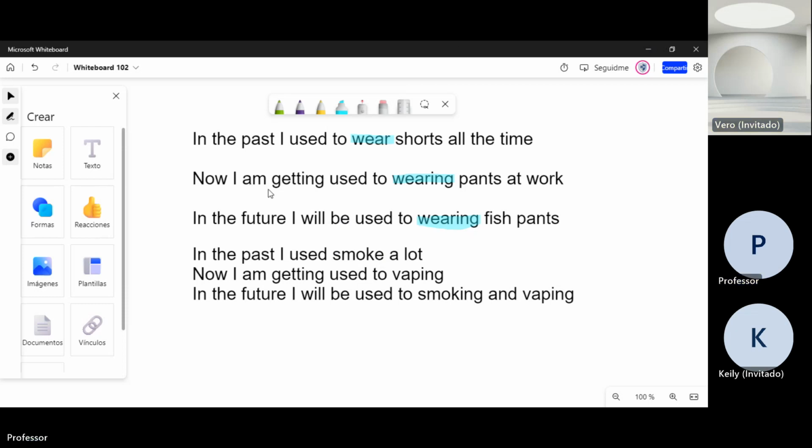So read the sentence, and what you have to do is understand if the person is getting accustomed to something, if the person does that action now, or if the person used to do that action in the past. So go ahead. There are just 10 sentences, and you just have to choose one of the three verbs. Go ahead.